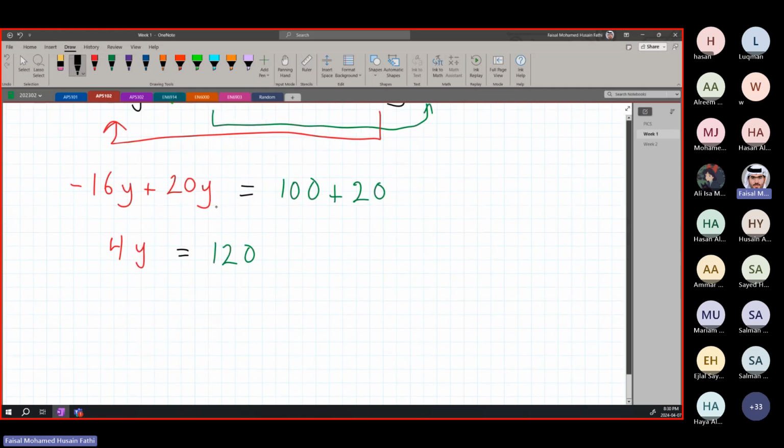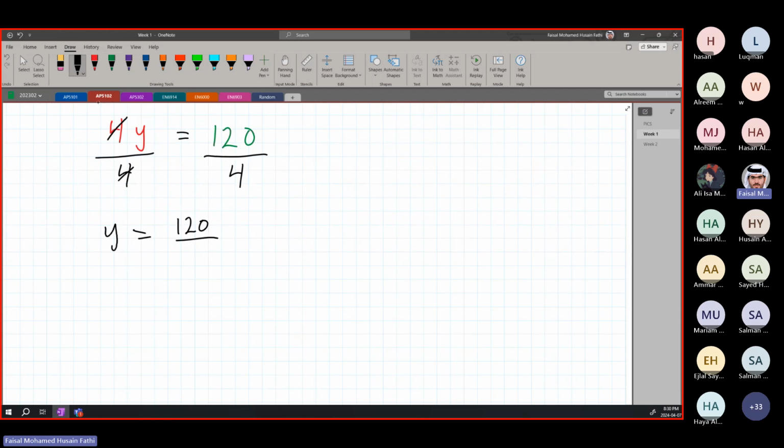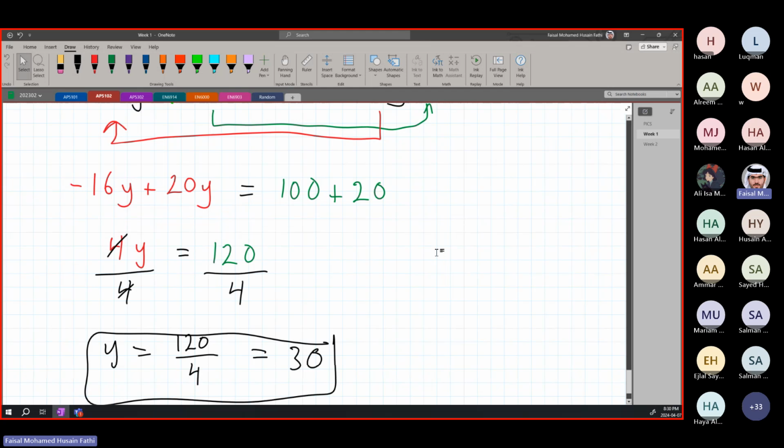And then now again, we have multiplication. To get rid of this 4, we need to divide by 4 because it's multiplication. So we're going to have to divide by 4 on the right side as well. Anything we do on the left, we do on the right. Anything we do on the left, we do on the right. So the 4 and 4 will cancel. Y is equal to 120 divided by 4, which is equal to 30. And that's your final answer. Then very simple, very straightforward.